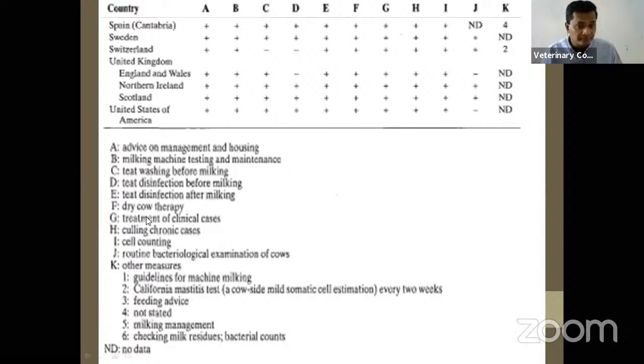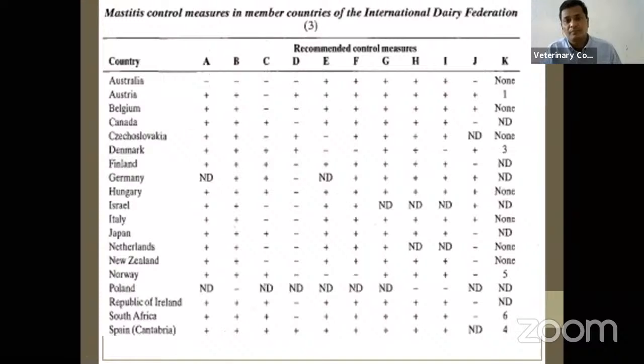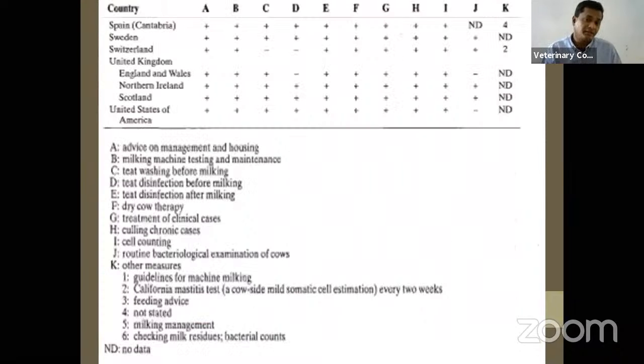Dry cow therapy. Treatment of clinical cases. Culling of chronic cases. Cell counting. Routine bacteriological examination of the cows and other parameters such as guidelines for machine milking, CMT testing, feeding advice, milking management, and checking milk for residues and bacterial count. All these parameters are tested from A to K in different Western countries, so that even if a single case of mastitis is there, such milk will not enter the milk supply chain and affect a larger quantity of milk.